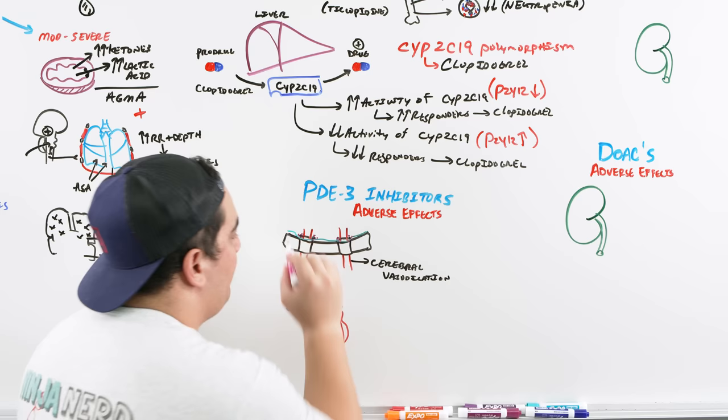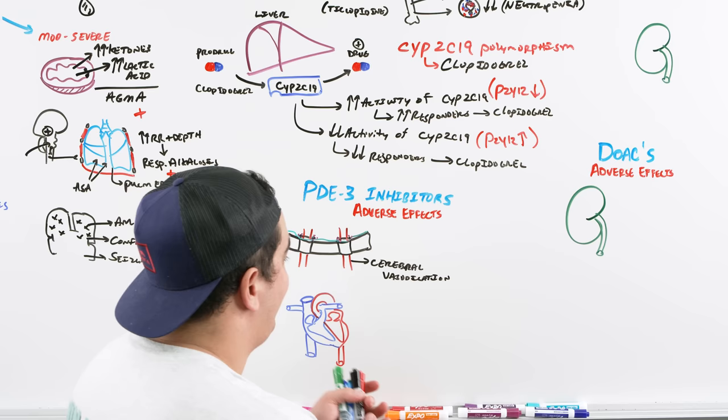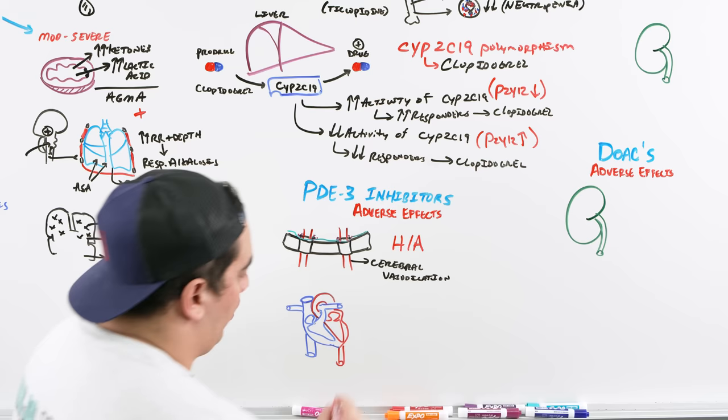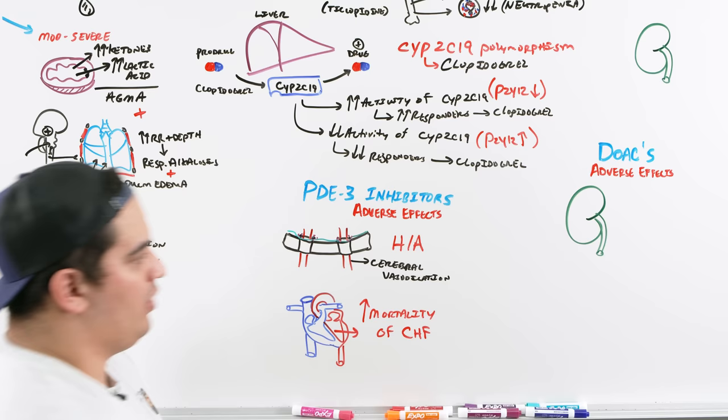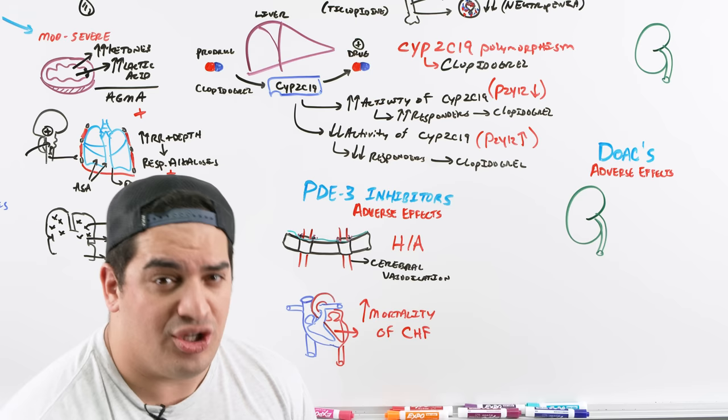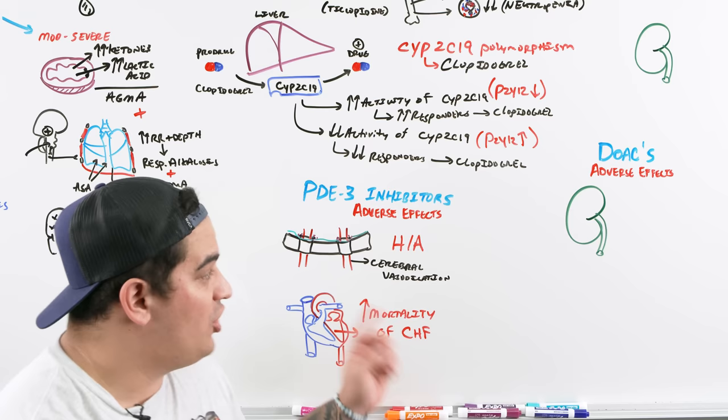Because of that, one of the things that you want to watch out for here is that patients could potentially develop headaches. Here's one more. This is really important, and I think it's really something to consider: there is an increased mortality in patients who have CHF if you utilize these drugs. If a patient has some type of heart failure, whether it be heart failure with a preserved or reduced ejection fraction, it's been shown that this drug category can potentially increase mortality. So avoid it. That's all I can say about that.